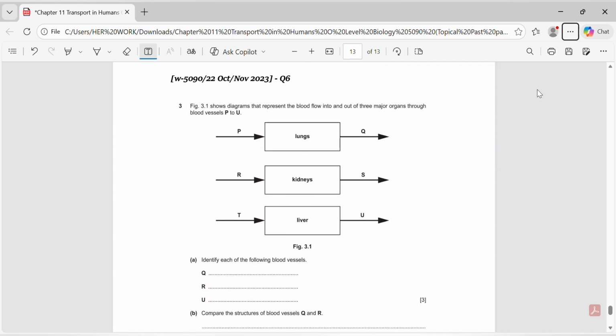We now come to the final question of this practice paper. This question is based on figure 3.1, which shows diagrams of blood flow into and out of 3 major organs through blood vessels labeled P to U. In the first part, you are asked to identify the blood vessels. Blood vessel Q is the pulmonary vein, blood vessel R is the renal artery, and blood vessel U is the hepatic vein.